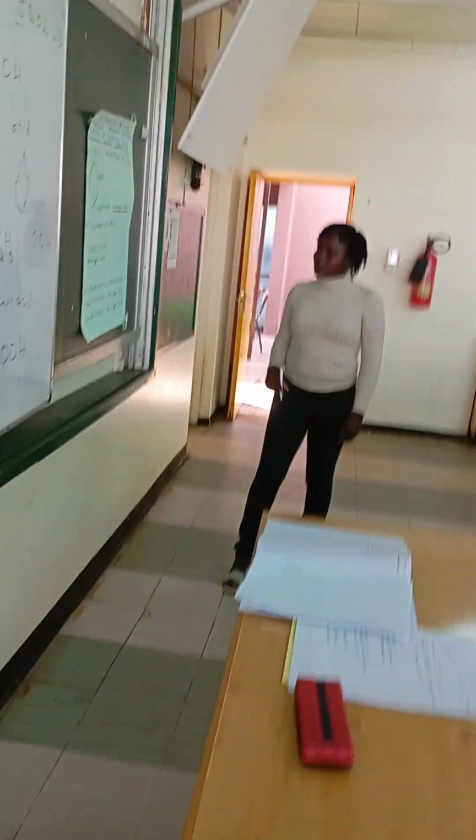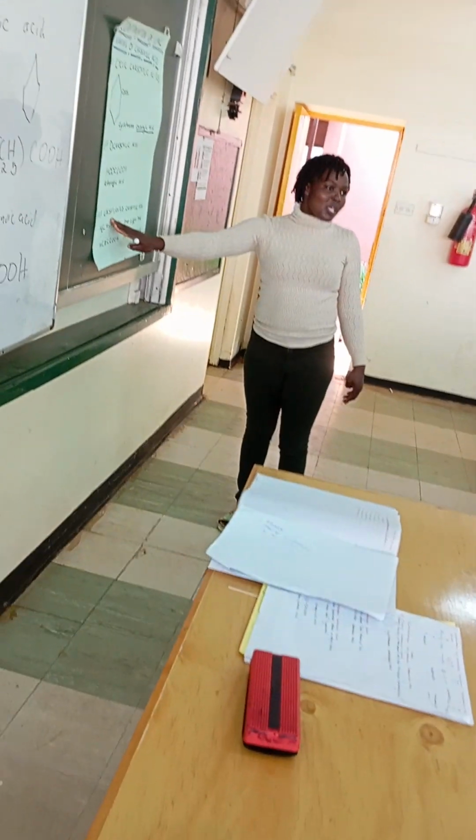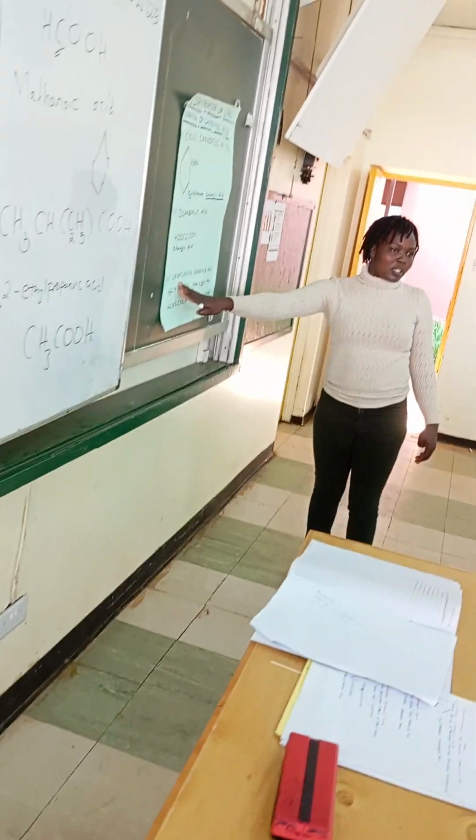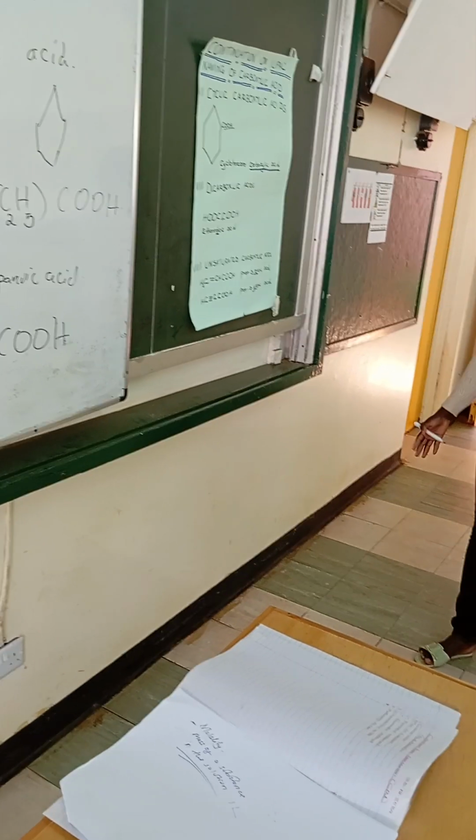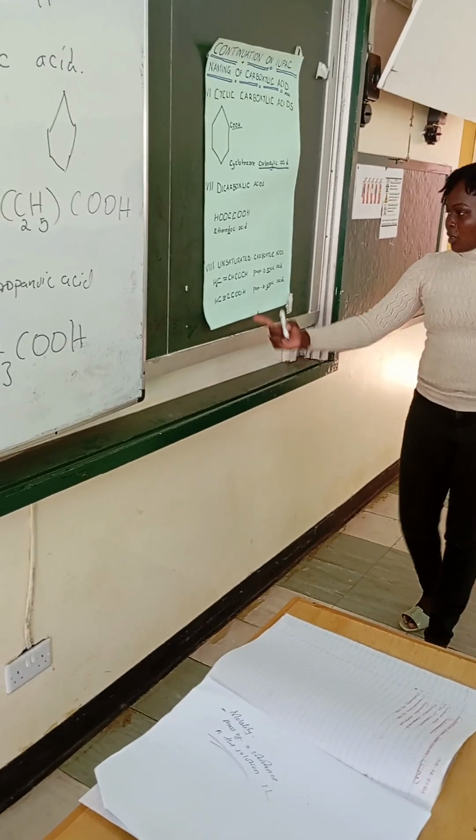Unsaturated carboxylic acid. Unsaturated, we know. What do we mean by unsaturated compounds, by the way? Yes, people? Compounds with a double or triple bond. Thank you, Kishore. Nice. Compounds with either a double or a triple bond.